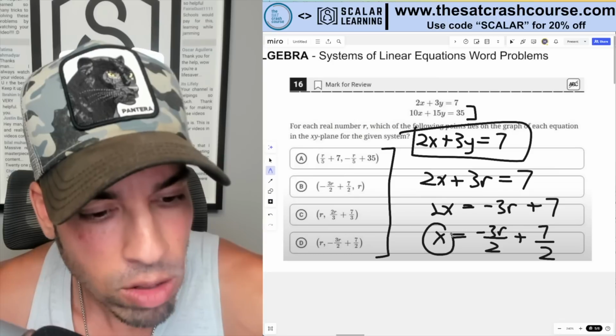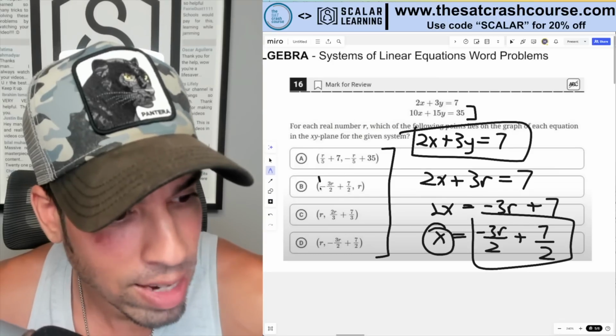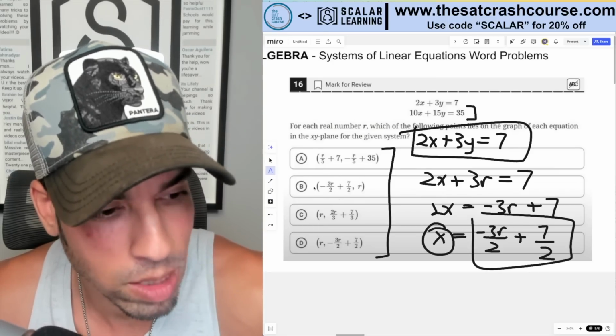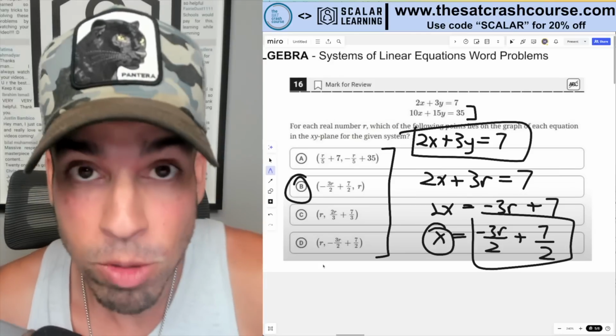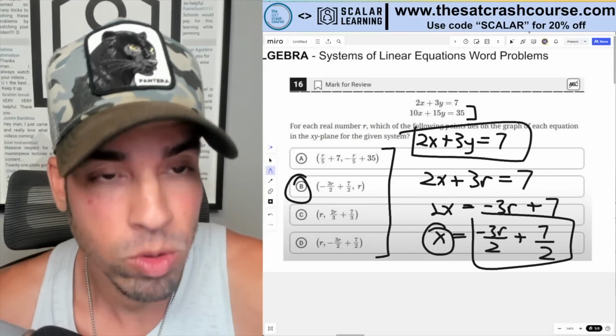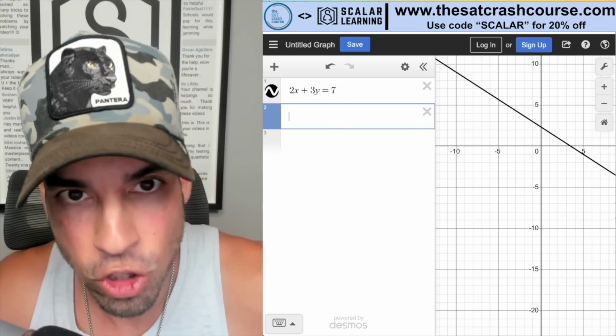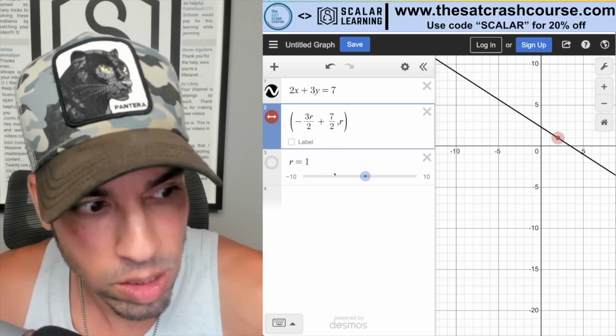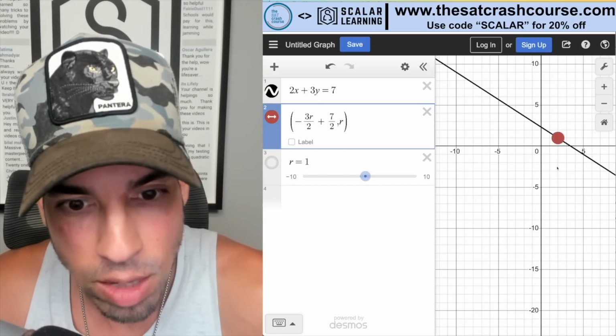But check it out. Now that we've isolated x, we get this, and that is exactly this expression, which means that B is our winner. Now I'm going to show you how to look at this in DESMOS. So here we have the linear equation, and here we have the answer choice that we selected.